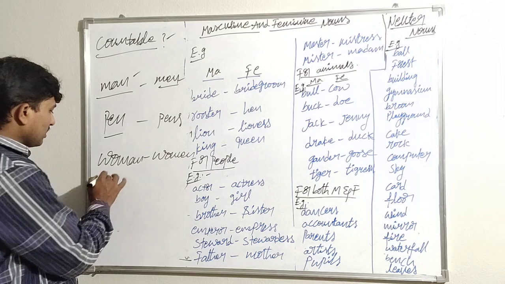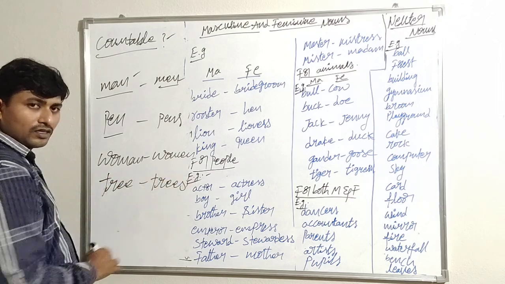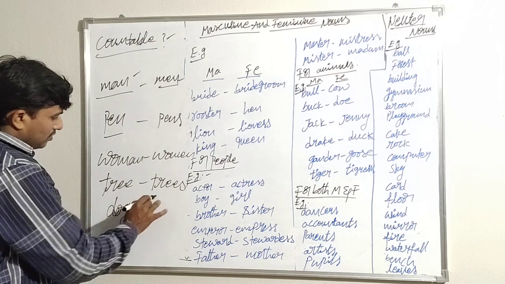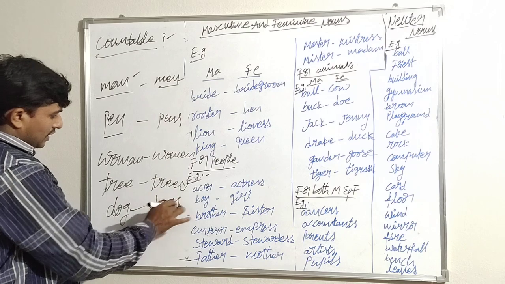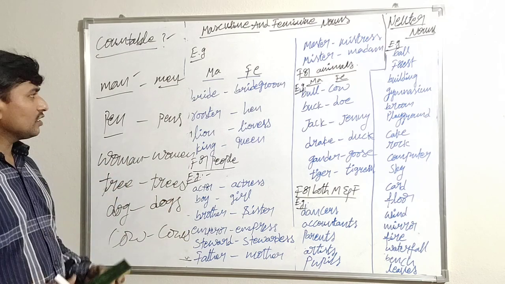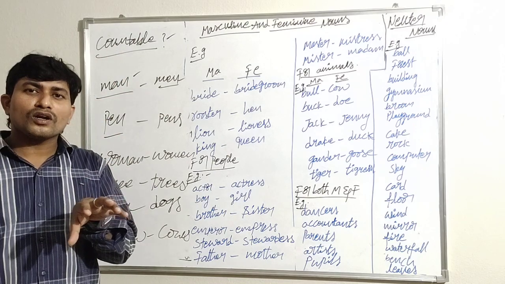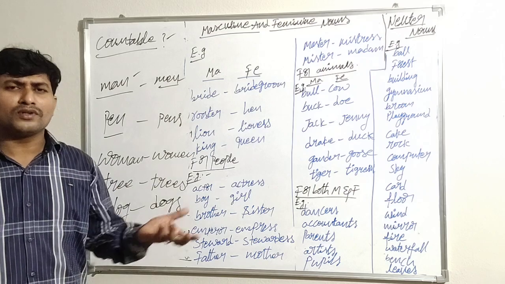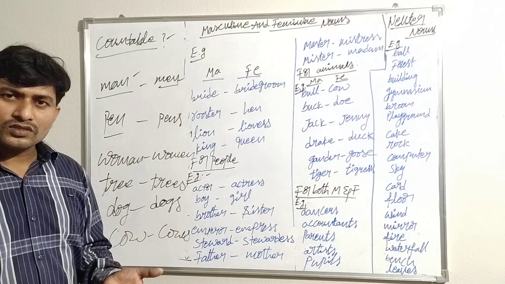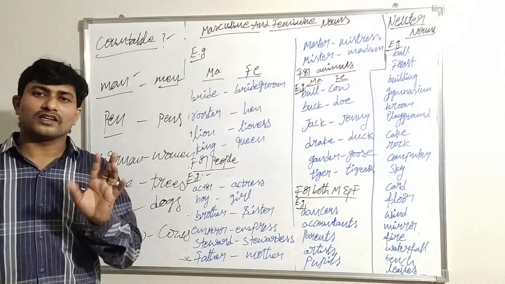And see here, tree. Trees. Dog. Dogs. Cow. Cows. So, what are they? These are all countable. Both singular nouns and plural nouns are called countable. Simple. So, what are the countable nouns? Both singular and plural nouns are called countable, plural nouns both regular and irregular.